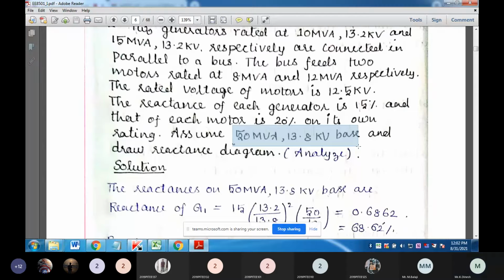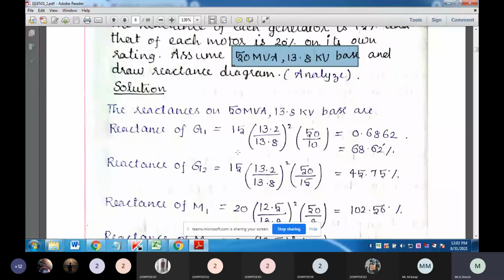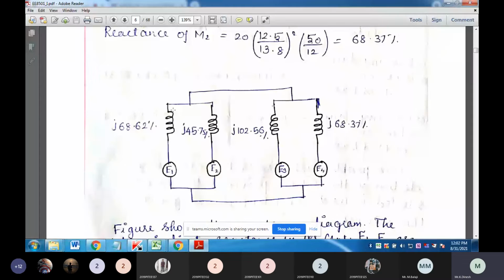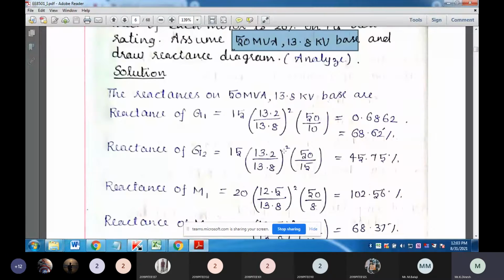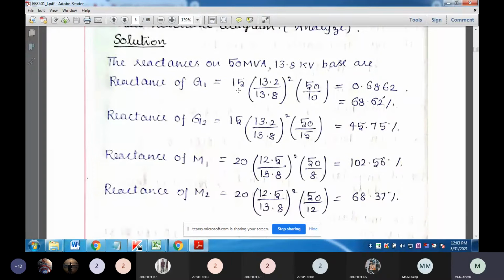But in this case, they are clearly mentioning 50 MVA, 13.8 kV as base. So this is the connection diagram. Your two generators are in parallel, two motors are in parallel. The same relation applies: X per unit new equals X per unit old into KVB square and MVAB. So if you solve it, I am getting the values in percentage.